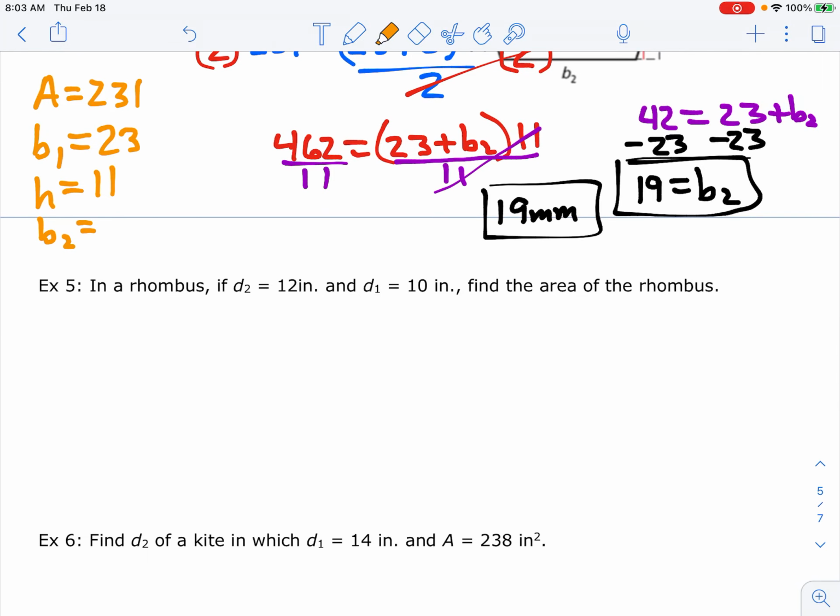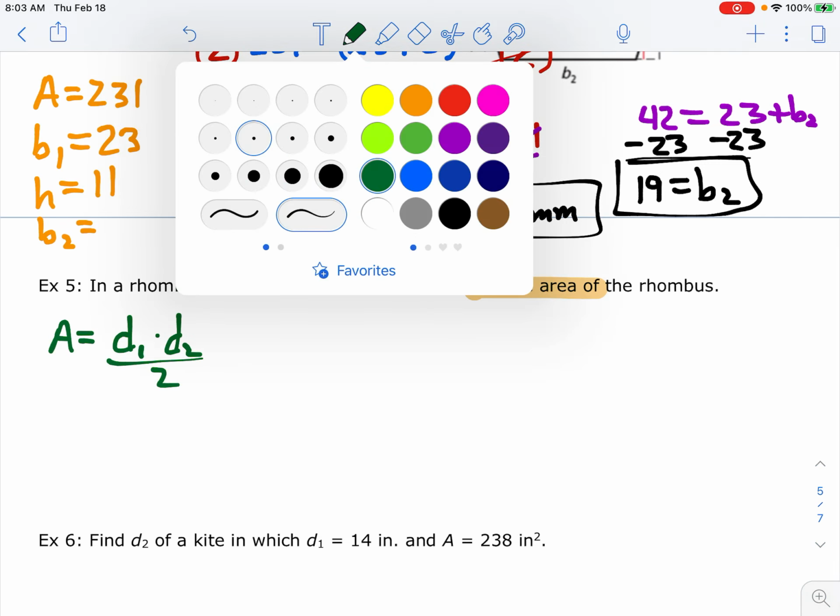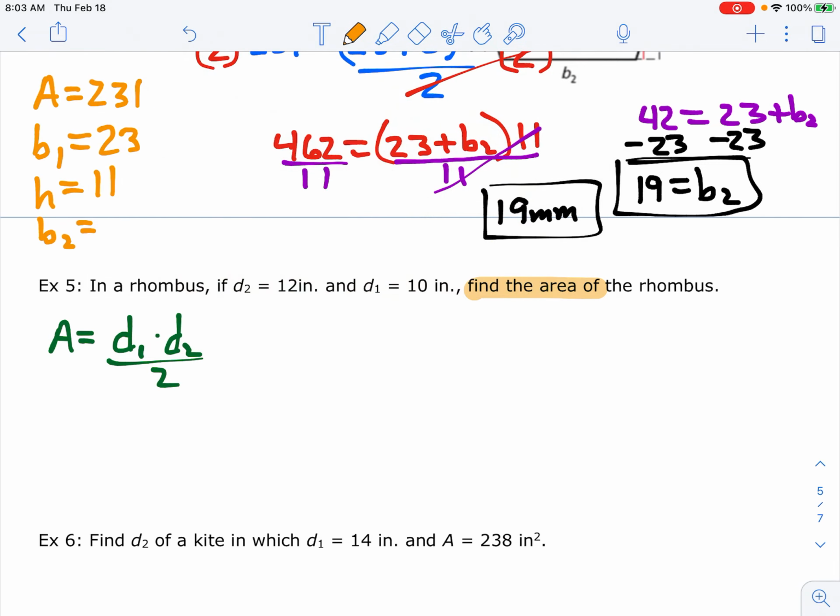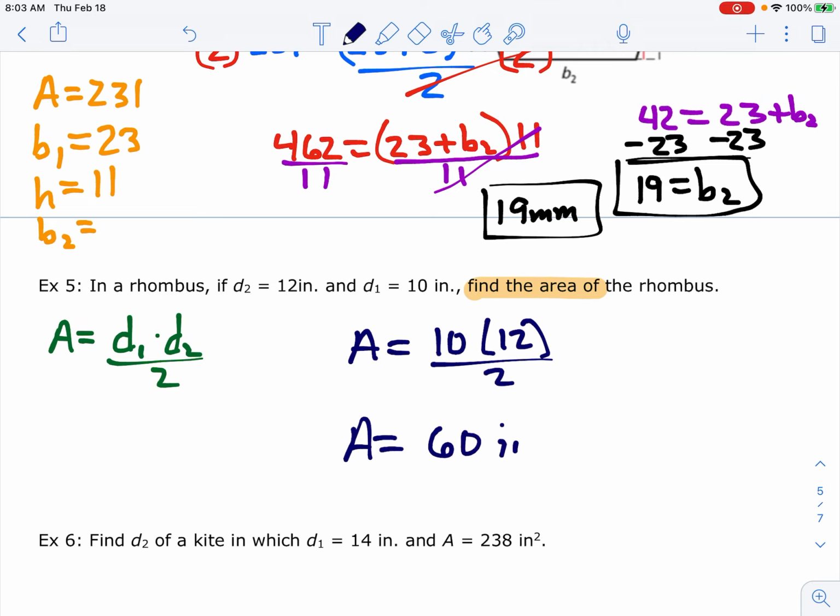Here we go. In a rhombus, D2 is 12, D1 is 10, find the area. So let's go ahead and list our formula. Area of a rhombus says that I should be using D1 times D2 divided by 2. Well, they told us all the information we need in the picture. They told us that the diagonal 1 was 10, so I have 10 times 12 divided by 2. All right, so they gave us both pieces of info here. If you calculate that, it's going to tell us we get 60, and I'm going to label it inches squared because I'm finding the area.